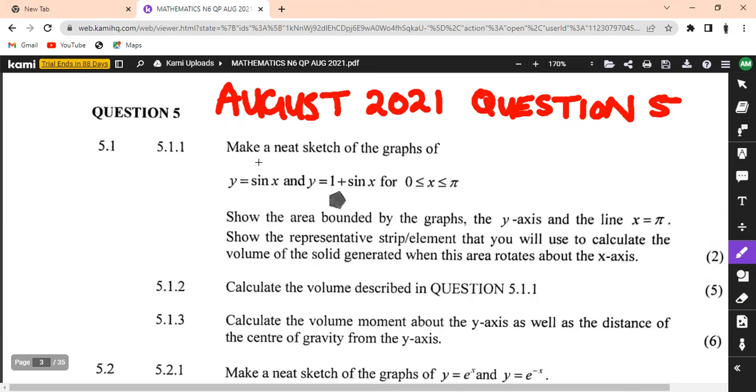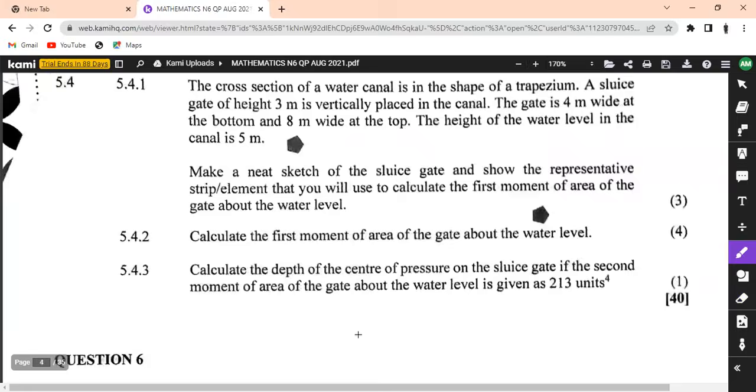So the first part of the question, we are asked on 5.1, which is 5.1.1, to make a neat sketch of the graphs. These are the two graphs that we have. y is equal to sine x, and y is equal to 1 plus sine x, in between 0 and pi. That is the part that we are supposed to sketch and to show the area afterwards. So let us start by just sketching these two graphs that we are given in this case.